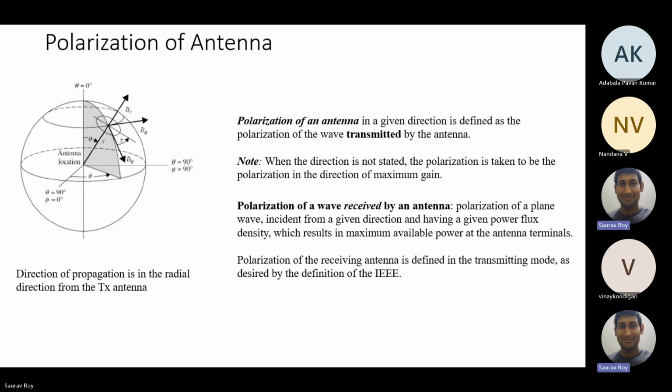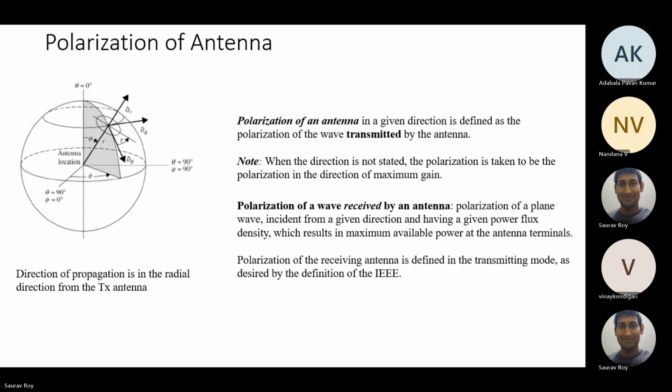Okay, so this is one part. The next part says polarization of the wave received by antenna. But it can also be, now you see, in this case, we are treating the antenna as a transmitter. The wave was coming from the antenna outward. Now it can also be true that the antenna is acting as a receiver. So the wave will be coming in the inward direction of the sphere, not the outward.